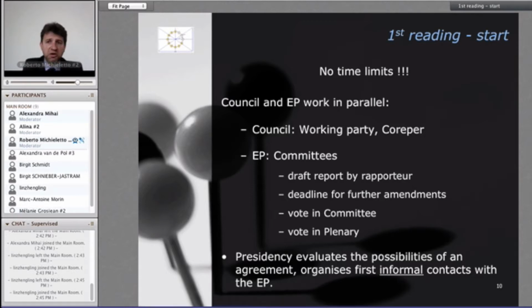We have two Coreper, 1 and 2, depending on the issues we are discussing. Coreper 2 is more on fiscal, PESC and defense and so on. Coreper 1 covers all of the other matters. When you have the Coreper, the presidency can seek a mandate to negotiate with the European Parliament. So before starting negotiations, the presidency needs to have a mandate from the Coreper, which comes from the discussion of the working group.